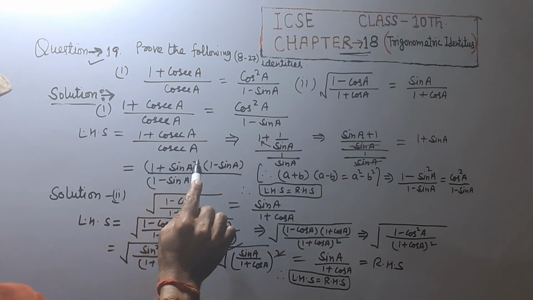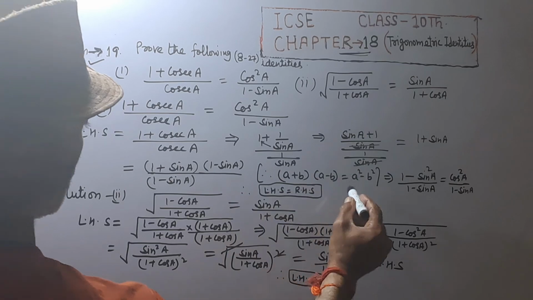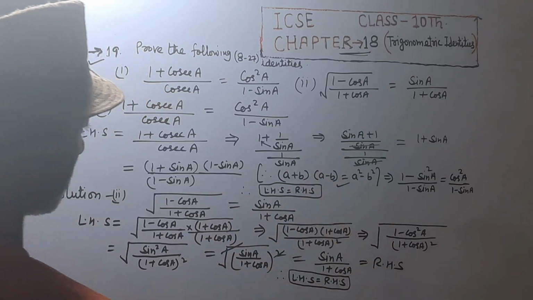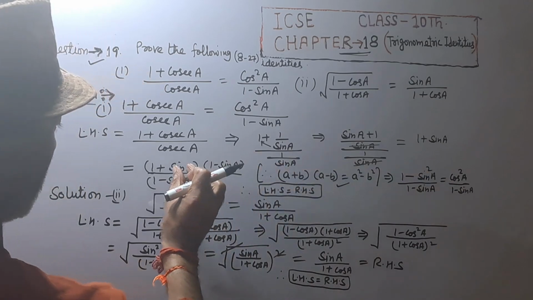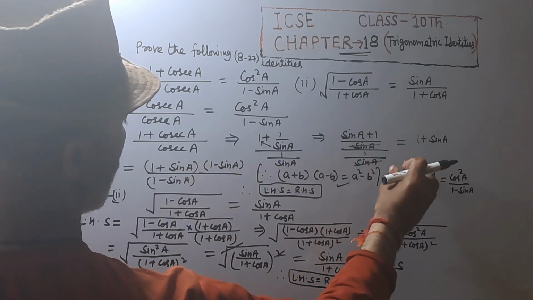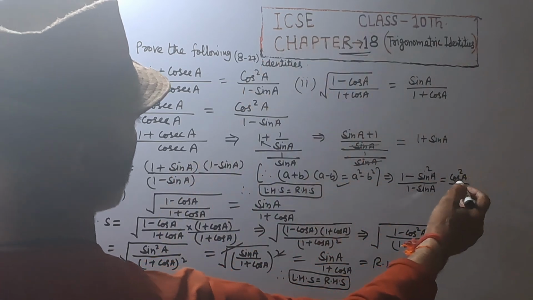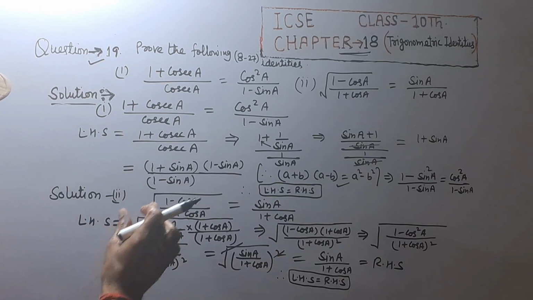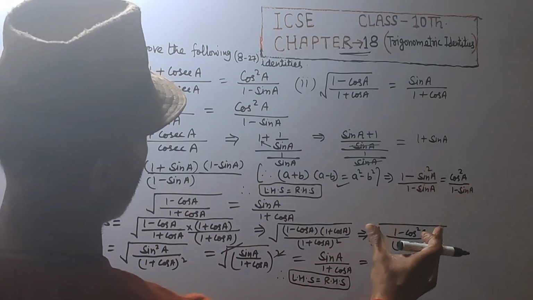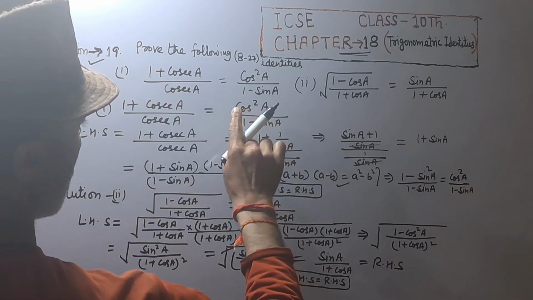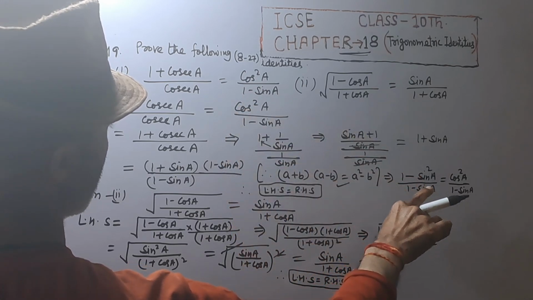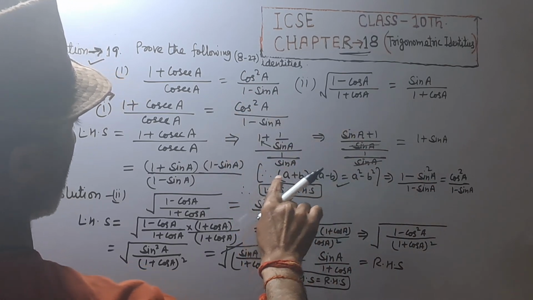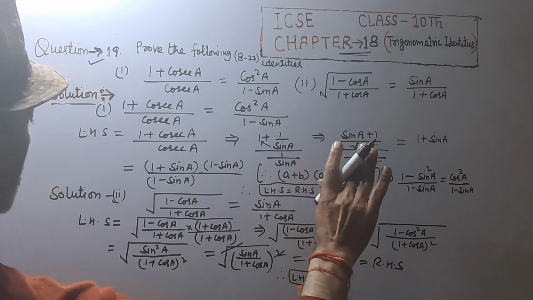So A plus B, A minus B is equal to A square minus B square. 1 square is 1 minus sin square A. 1 minus sin square A is equal to cos square A divided by 1 minus sin A. So cos square A upon 1 minus sin A is equal to the right hand side, left hand side equal to right hand side, hence proved.